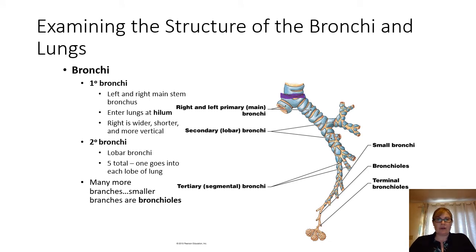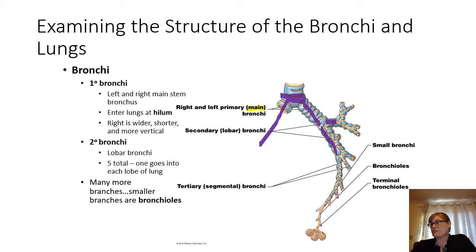Right up here is going to be our carina once again, and here's our bronchi. So our bronchi, once they branch, we then use the term secondary bronchi. Sometimes those are called lobar bronchi. So our primary bronchi, also known as main bronchi, right here, enter the lungs at a place called the hilum.